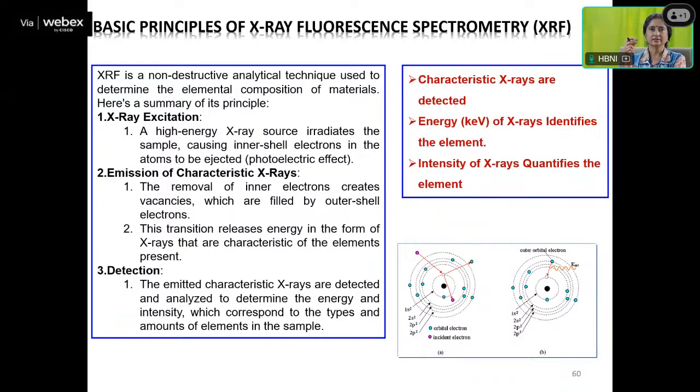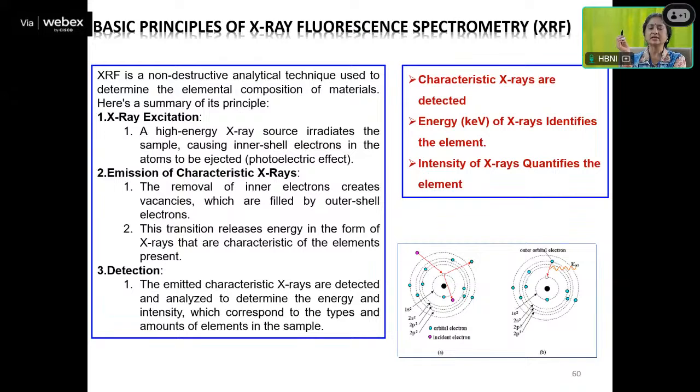The principle is that a high energy X-ray source irradiates the sample, causing inner shell electrons in the atoms to be ejected. Like you can see here, this electron is getting ejected, and then the removal of the inner electron creates vacancies here.